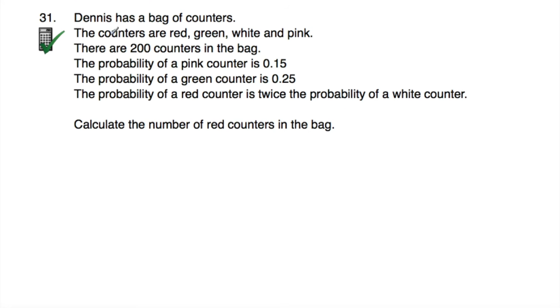So question number 31 says, Dennis has got a bag of counters, and the counters are red, green, white or pink. And we're told there's 200 counters in the bag. So there's 200 counters altogether in the bag. So that's quite an important number. And we're told the probability for pink counter is 0.15. And the probability for green counter is 0.25.